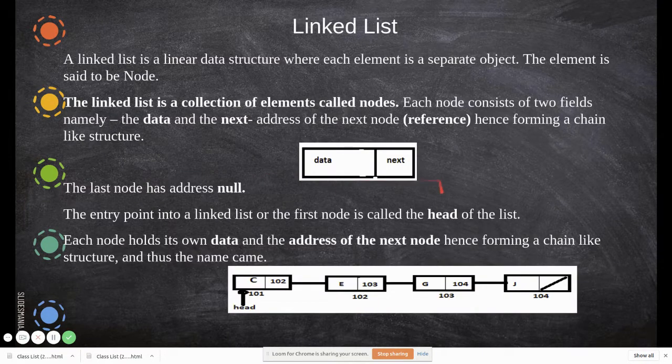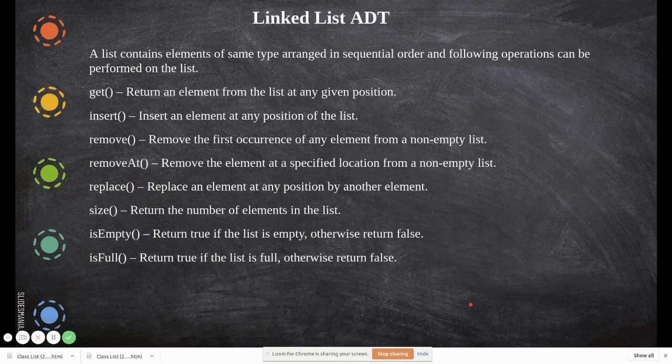For example, if I want to remove G, I can remove it. After removal, the pointer has to be modified so that it reaches the next node in the linked list without any problem. Replace is similar to update: replace the existing element. If I want to change G to H, I must be able to change it. For that, this member function will do that.